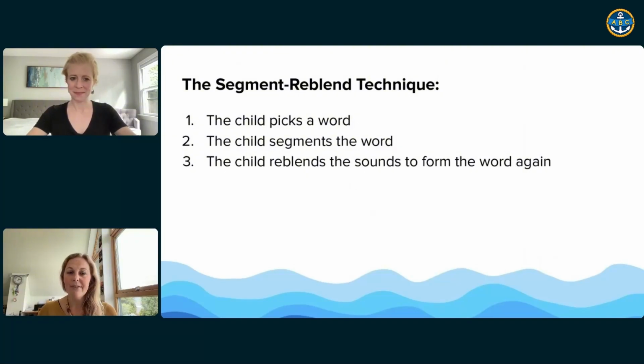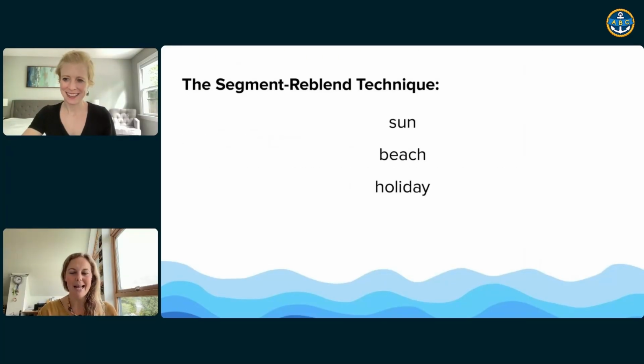You will also see this activity popping up in some of our lesson plans, and we actually call it word breaker. It sounds a bit more fun for the children than the segment reblend technique. Let's play a quick game together now. So have a look at the 3 words on the next slide. We've got sun, beach and holiday. Out loud, see if you can segment and then reblend the 3 words. We'll do the first one together. So, sun, sun. Now try the other 2 out loud, and I'll give you 5 seconds.